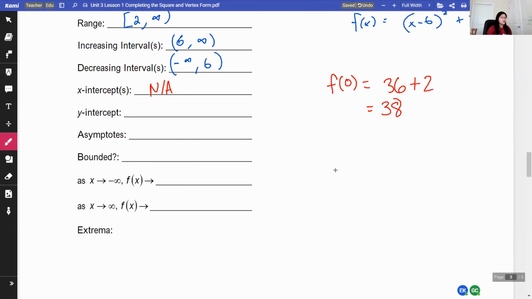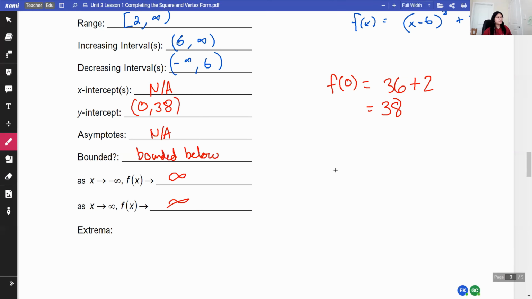Do we establish we want 38 there, or do we want a point? Let's put a point. I think that it's implying, what is the y-intercept? At what coordinate does the graph cross the y-axis? I think that's a point. I don't know. That's an opinion. That's fair. There's no asymptotes because it's a parabola. And is it bounded? It's bounded below, not bounded. And behavior, we're going to infinities.